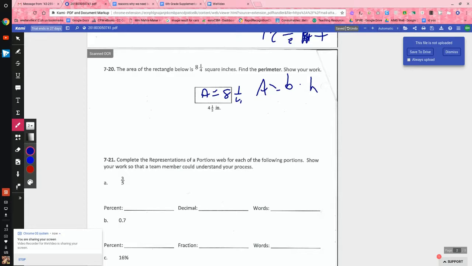We don't know the height, but we know the base, so we can say that our area is equal to 4.5. I'm going to use decimals because I don't like working with fractions a lot. Times our height, which is unknown. We know that our area is 8 1/4, so I'm going to say 8.25.